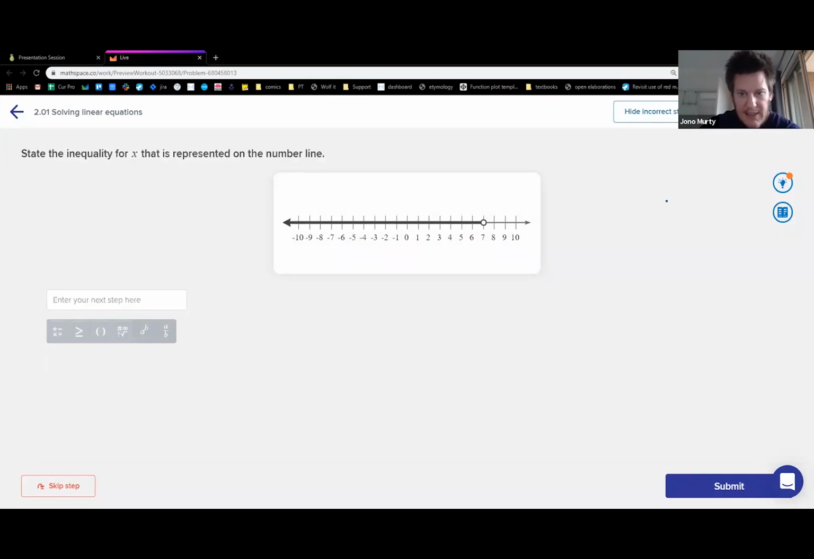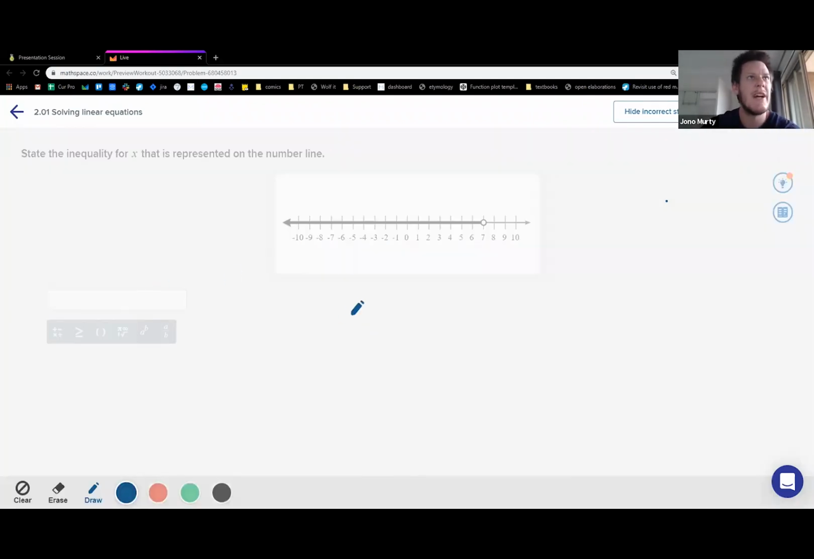Now, does anyone want to write into the chat why X less than 7 is correct, but X less than or equal to 7 is incorrect? Does anyone know why? Yeah, good work. Yinye, I believe. Sorry if that's pronounced wrong.